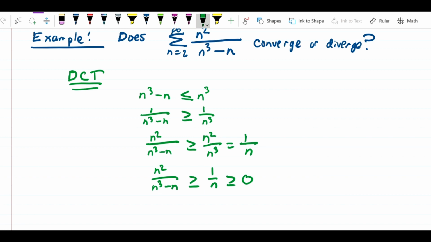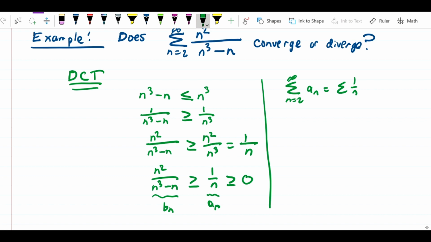So I do in fact have an an and a bn. So this is going to be our an, this is going to be our bn, and what we can see is that bn is greater than an, and we can also conclude here that the sum of an, which equals the sum of 1 over n, I'll put in the indices, but normally it's enough just to put a sigma just to be clear that you're talking about the series instead of the sequence.